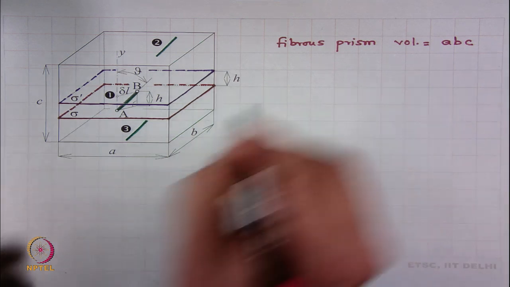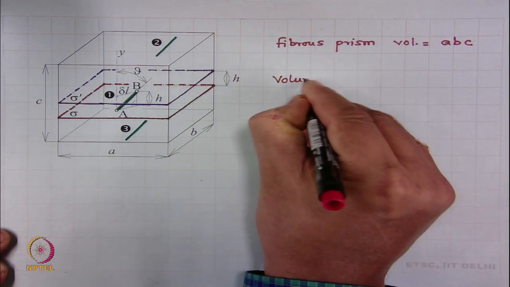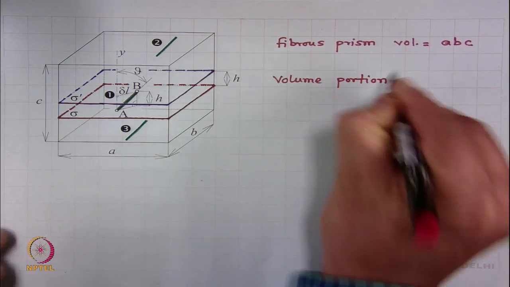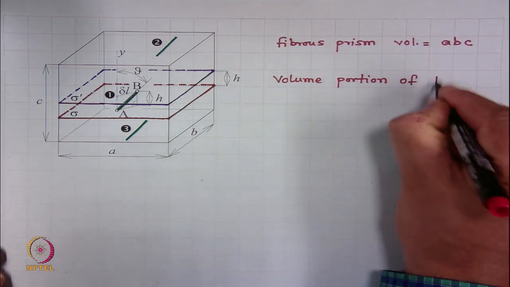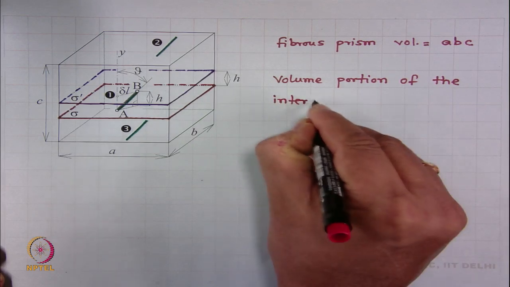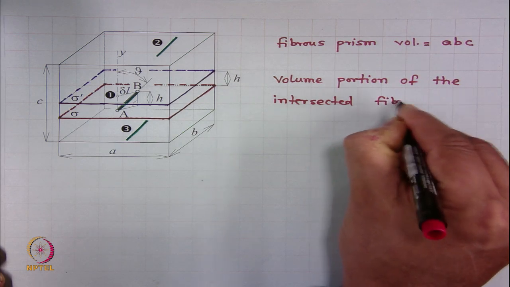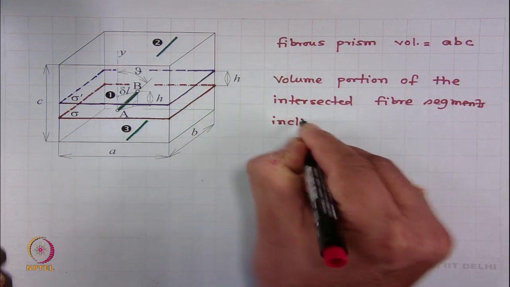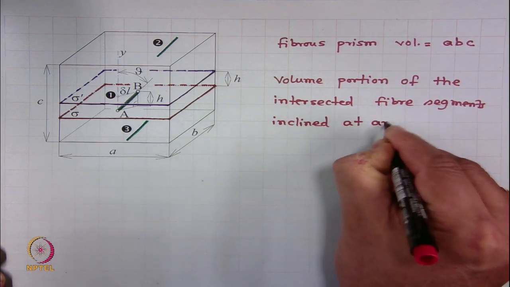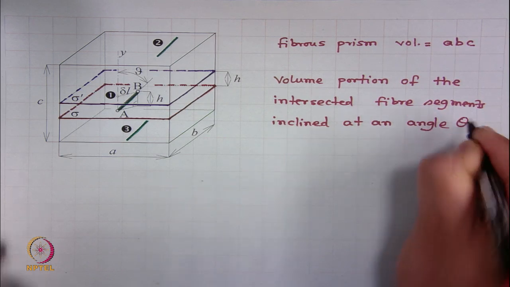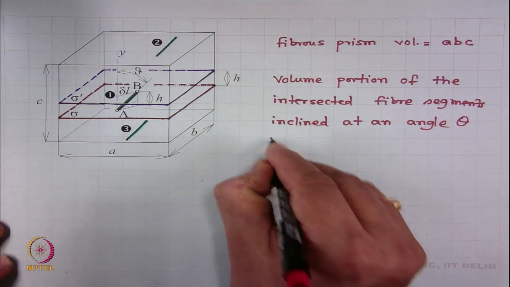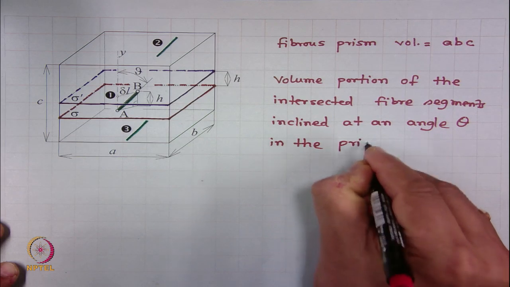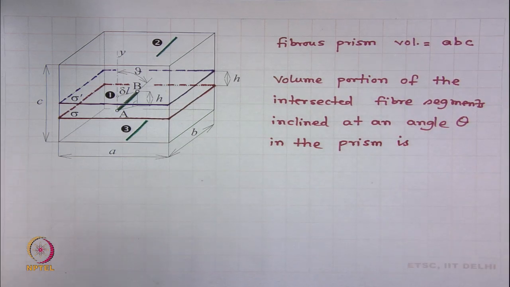Then the volume portion of the intersected fiber segments inclined at an angle theta in the prism is, so the question is now, what is the ratio of volumes of the intersected fiber segments inclined at an angle theta?